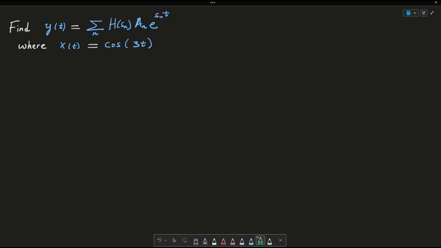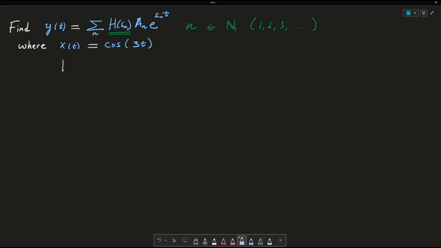Okay, so now let's go ahead and solve for this y of t given x of t is equal to cosine 3t. The first thing we have to do is find this h of s_n, where in this case n exists in the natural numbers. So for example, 1, 2, 3, and so on and so forth.